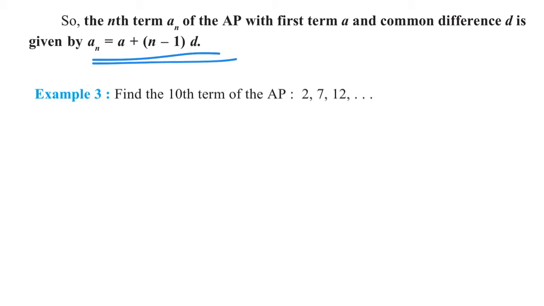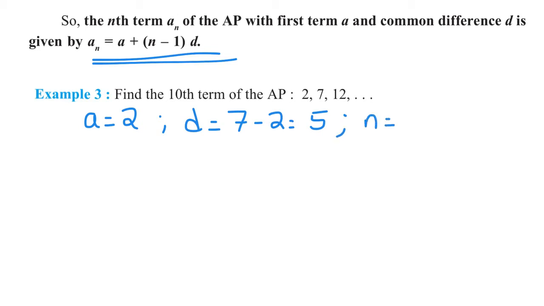Let's look at this problem. Find the 10th term of the arithmetic progression 2, 7, 12, and so on. So what is the first term of this arithmetic progression? It is 2. What is the common difference D? It is 7 minus 2. That's going to give you 5. We are supposed to find the 10th term. So what is n equal to? 10. What is the formula to find the nth term of an arithmetic progression? We know the formula over here.